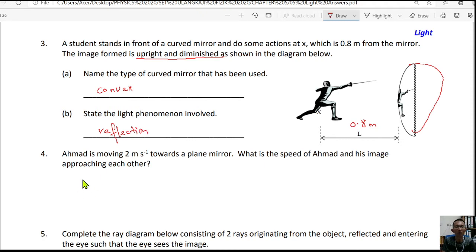Number 4. Ahmad is moving, let's say to the right with a velocity of 2 meter per second. His image will be moving in the opposite direction, also 2 meter per second. So what is the relative velocity? The velocity must be 2 plus 2 equals 4 meter per second. That is the speed of Ahmad and his image approaching each other.